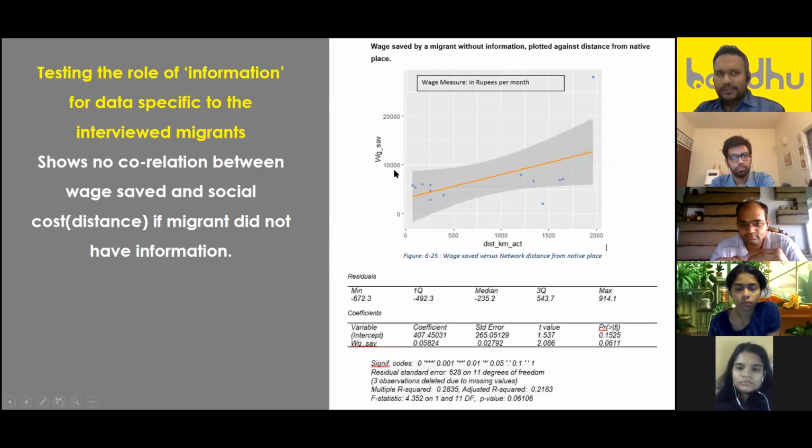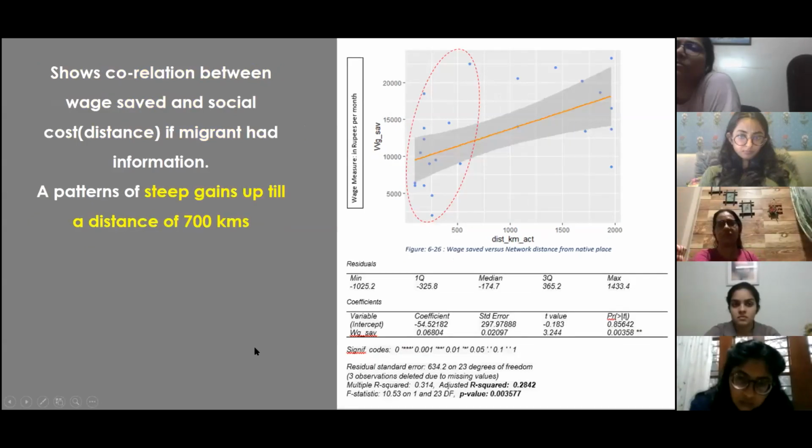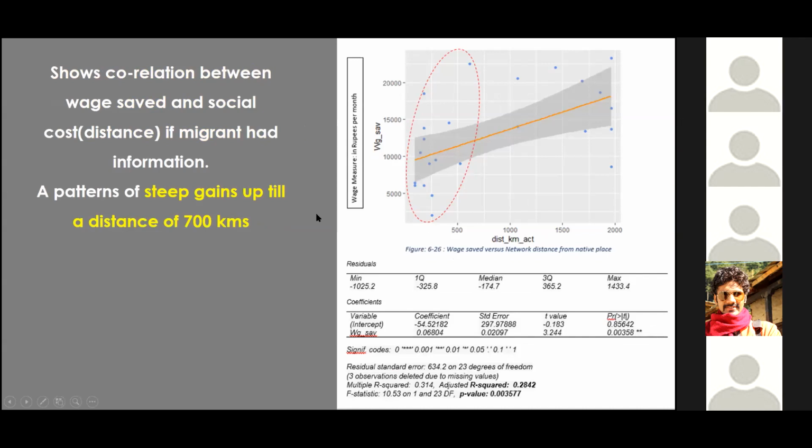And so then you kind of test this out further. If you had information, you plot the wage saved versus how far you came from. You see the steady upward trend. So if you have information, the farther away you came from, you make a proportionate gain in your savings. So this is a very positive sign that, oh, here I'm probably able to identify a problem which can be solved. There is information asymmetry probably that can be solved.